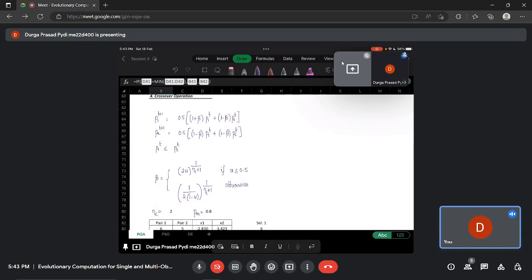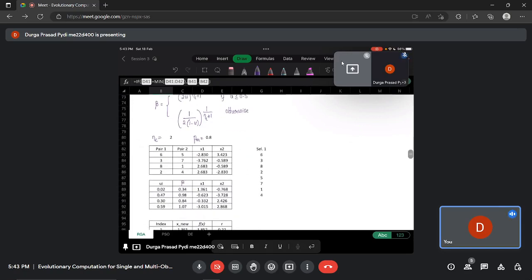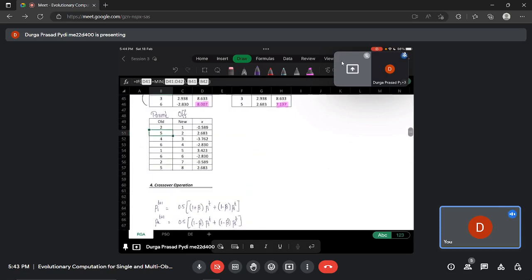This essentially takes two parent solutions. I am considering P1 and P2 as parent solutions. If P1 and P2 are my parent solutions, you are scaling them using some parameter beta, which is again a random number generated. So how do I go about doing that? The first step is again randomly picking two individuals from the pair. We'll just see one more technique to get these values.